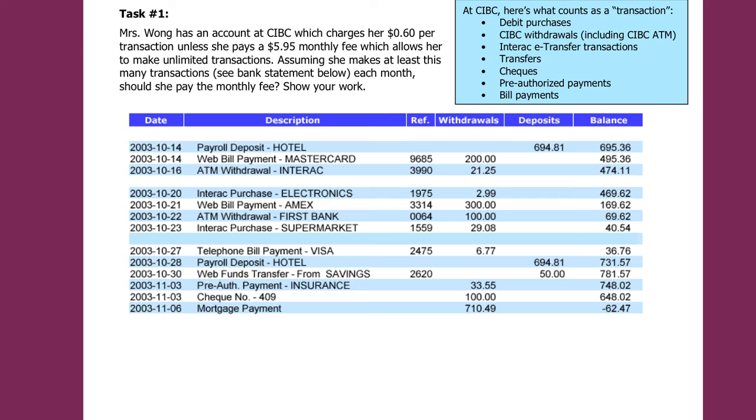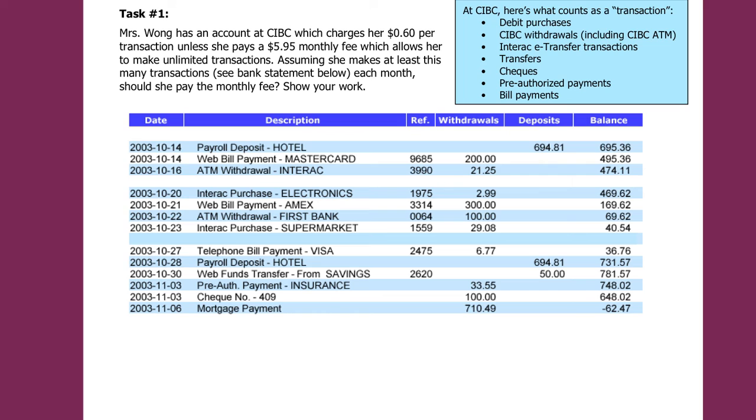So Mrs. Wong has an account at CIBC, which charges her 60 cents per transaction, unless she pays a monthly fee of $5.95, and then that would allow her to make unlimited transactions. So assuming she makes at least this many transactions, so looking at that bank statement below, let's try to determine if she should pay the monthly fee. So we're going to see which option's cheaper, paying the $5.95 or just getting charged 60 cents per transaction, which one in this case is the cheapest one.